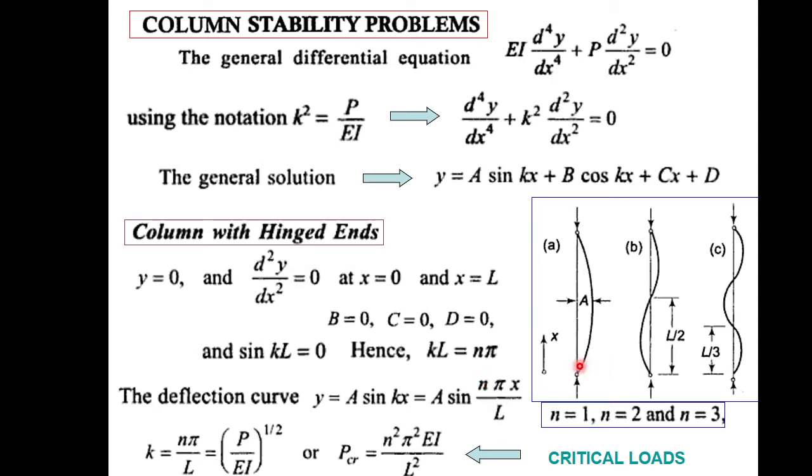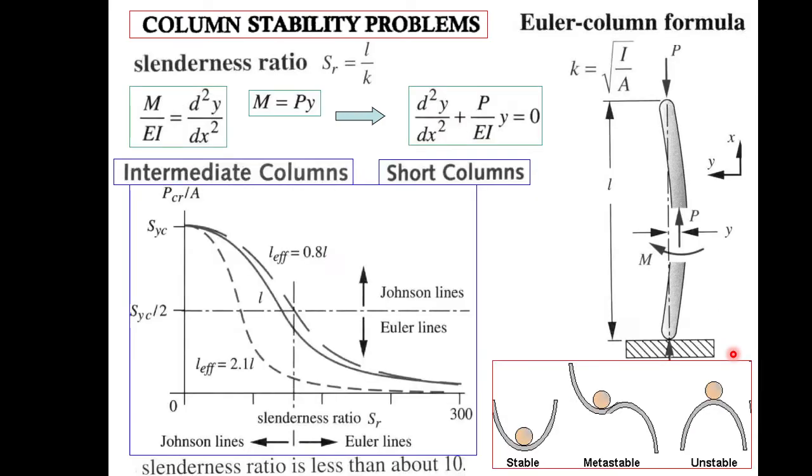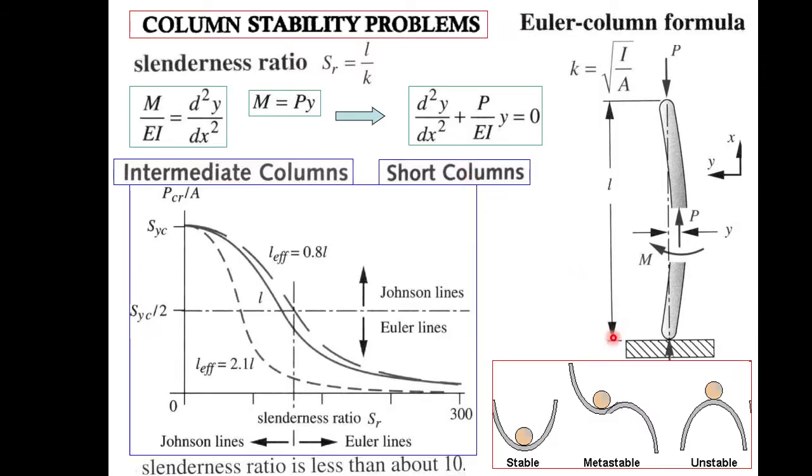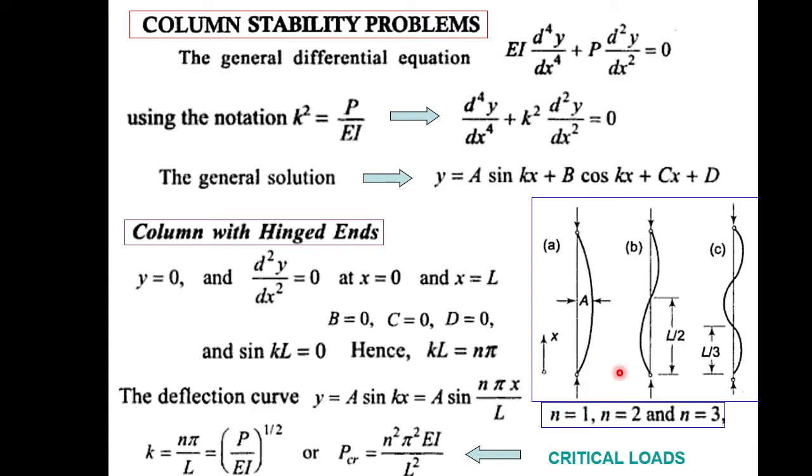If n is 1, we get a half sine wave, right? If n is 2, we get a full sine wave with a node in between the two endpoints. Then if n is 3, we have two node points. So they are known as the first, second, and third modes of buckling. When we go into the vibration problem, we will see that these mode shapes are also identical. This is the simply supported one. These mode shapes are also identical with vibration mode shapes, but that is not part of our discussion here.